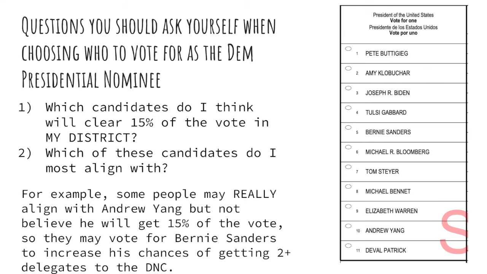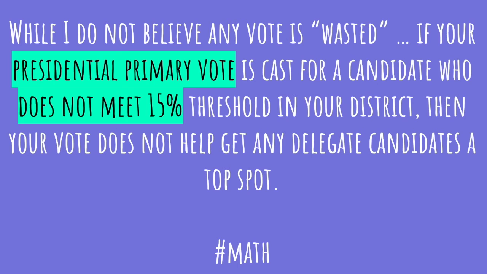So for example, someone who really might align with Andrew Yang, but does not believe he'll get the 15% of the vote, might vote for Bernie Sanders to increase his chances of getting more delegates to the DNC. While I do not believe any vote is wasted, I want to make that very clear. If your presidential primary vote is cast for a candidate who does not meet the 15% threshold in your district, then your vote does not help get any candidates to a top spot at the DNC.